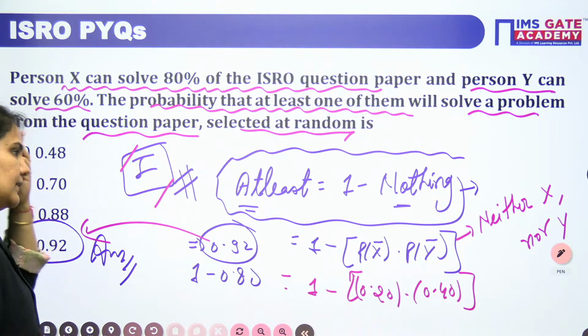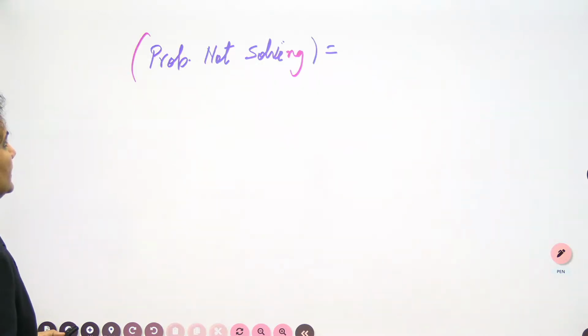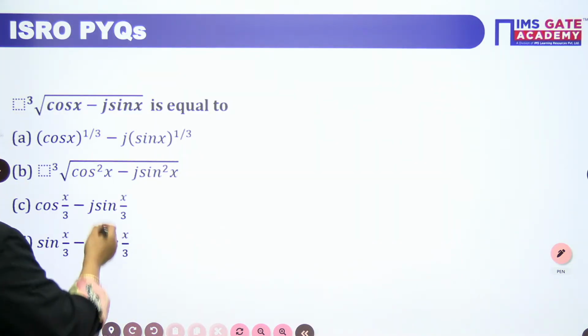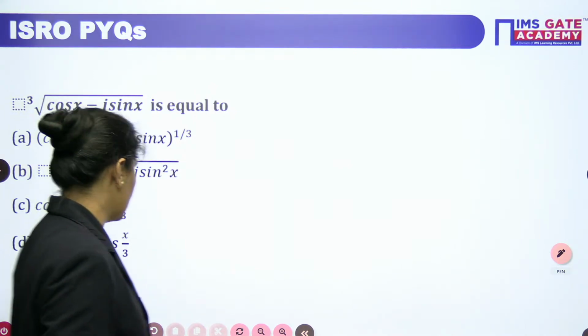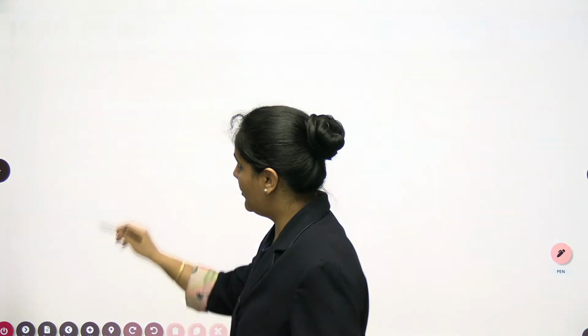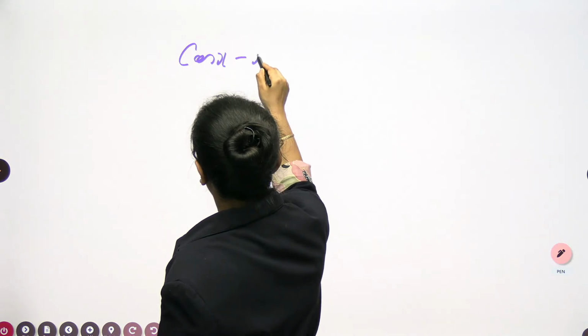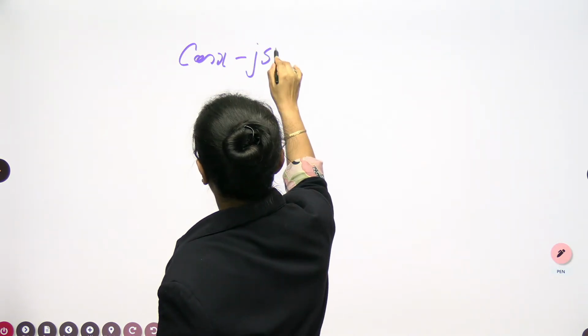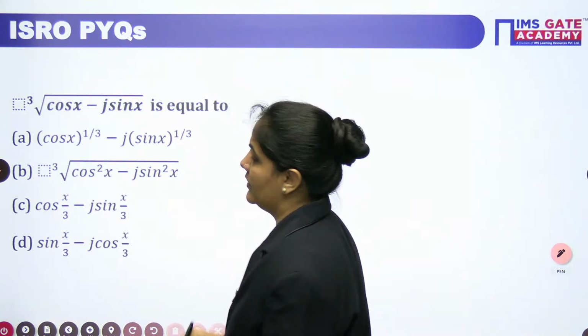Okay, now let's go for the next one. Yeah, so this is a good question. Here we are having one more. Okay, we will check. Here we can see the question is cos x minus iota, or j, sin x, cube root. So this is power 1/3 actually.